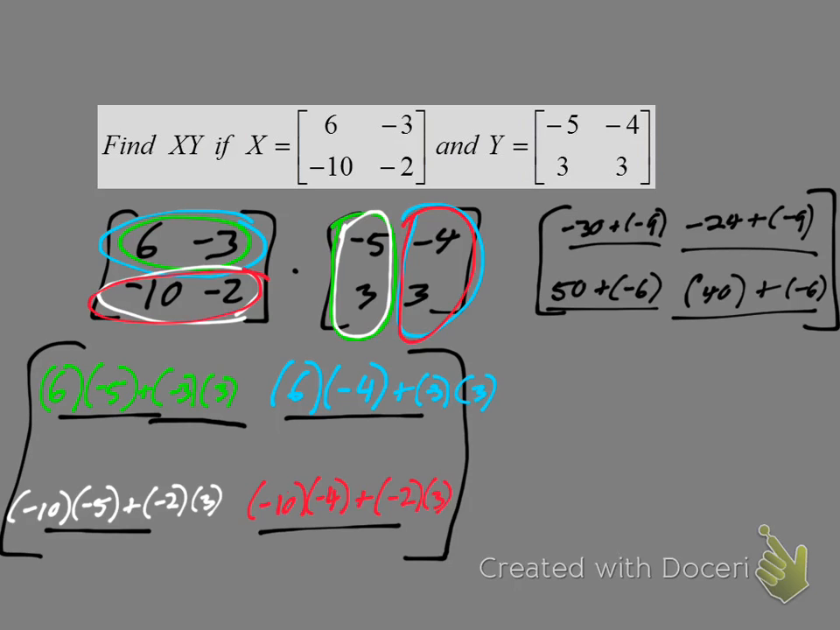And then last step, add those up. So negative 39. Negative 33. 44. And 34. And like I said, if you want to highlight the brackets for your answer, that's good.